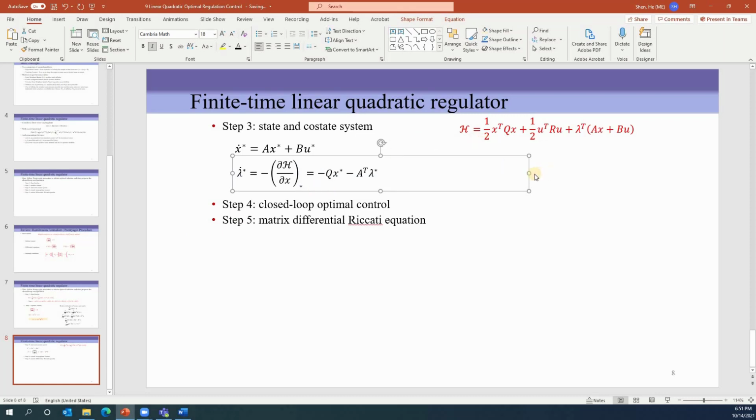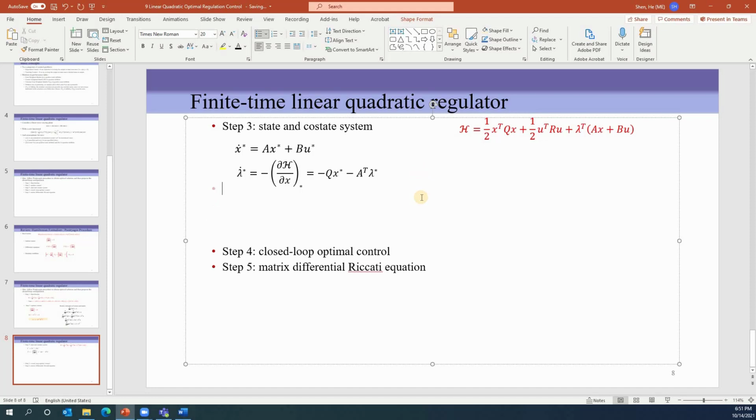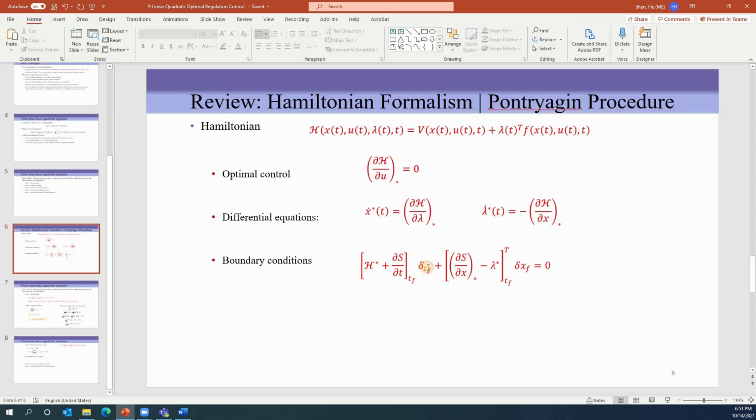And we also apply the boundary conditions to be able to solve them, right? So what are the boundary conditions for this problem? We said this is for finite time, which means tf is fixed, and x(tf) is free. Since tf is fixed, this is 0, and we do not need to care about this first term. And third, x(tf) is free, it can be anything. So this is why we require this to be 0.